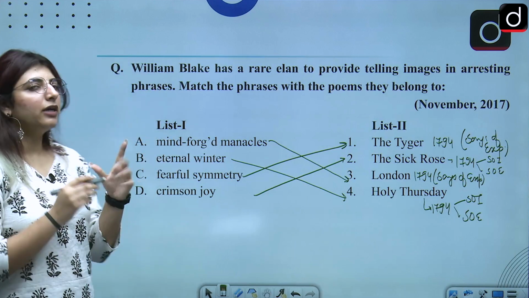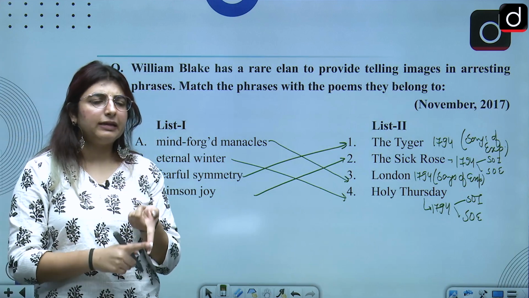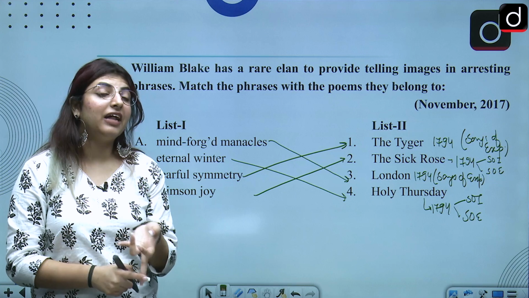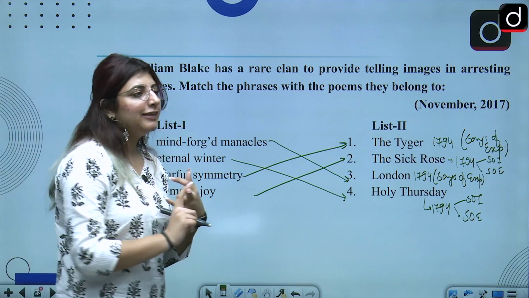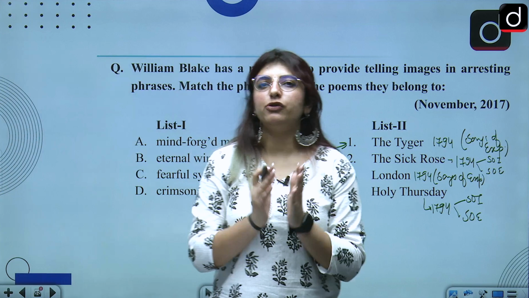And William Blake was one such person जिनको visions आते थे. He was one such person who was illustrating his own poems by himself, right? These were several things that we all were supposed to cover.